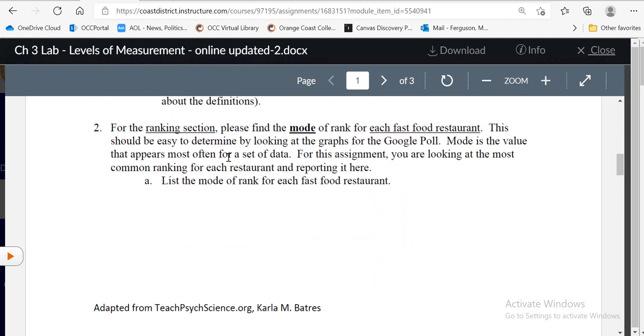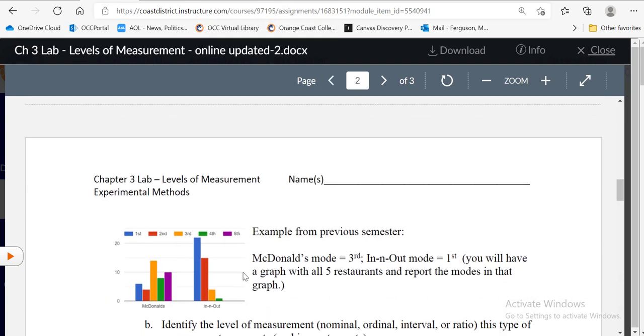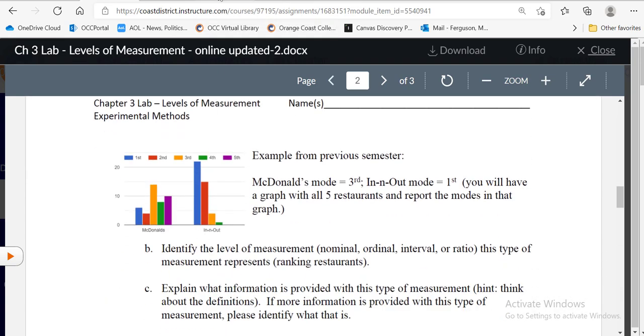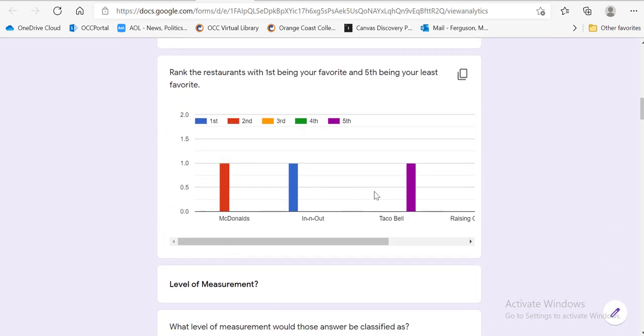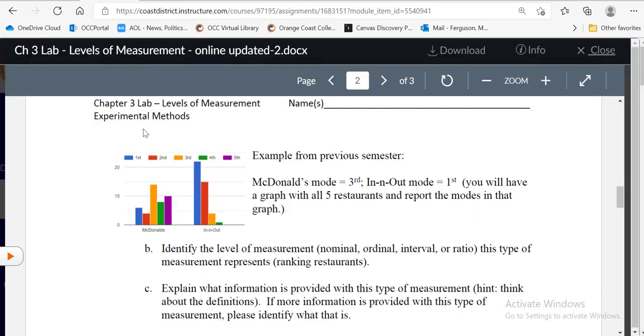Then you're going to go to the ranking. You want to find the mode. So that's the most common. I provide a little example graph here, but you're going to go to, again, the response sheet, and you're going to see here you'll have more. Yours will look more like this.